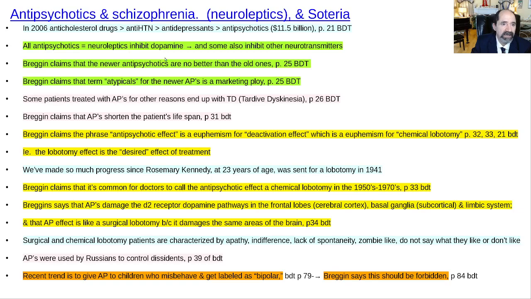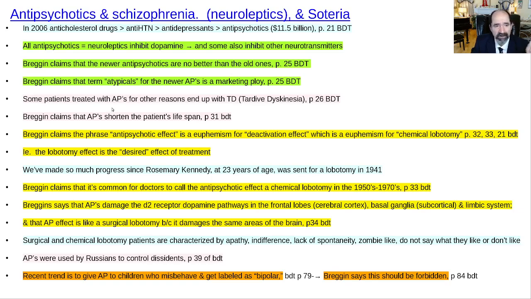All antipsychotics inhibit dopamine. Some also inhibit other neurotransmitters. Breggin says the newer antipsychotics, they're called atypicals, are no better than the old ones. They actually cause some additional different side effects. He says this so-called atypical term, in his opinion, is a marketing ploy.